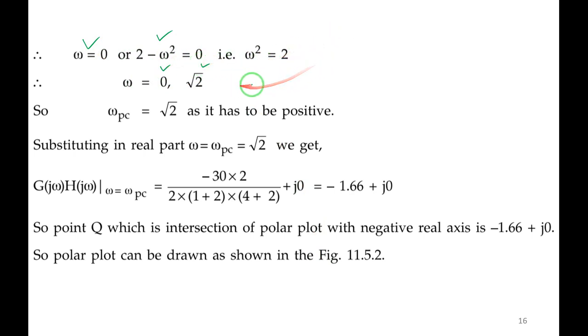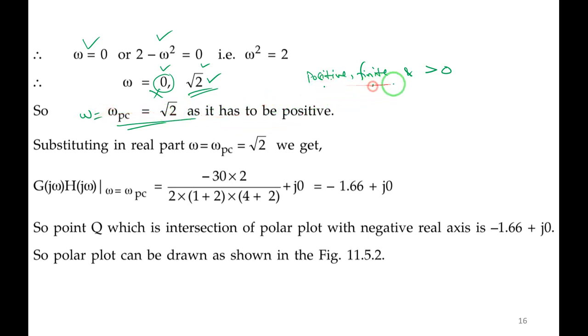But we know that omega should always be positive, finite and greater than 0. If I take 0, it is not greater than 0, so we will discard this. We will not take this. It should be positive and finite, so I will choose this. So omega equal to omega pc, and that is equal to root 2 radians per second. Since it is positive, finite and greater than 0, it is satisfying. So omega pc is root 2.